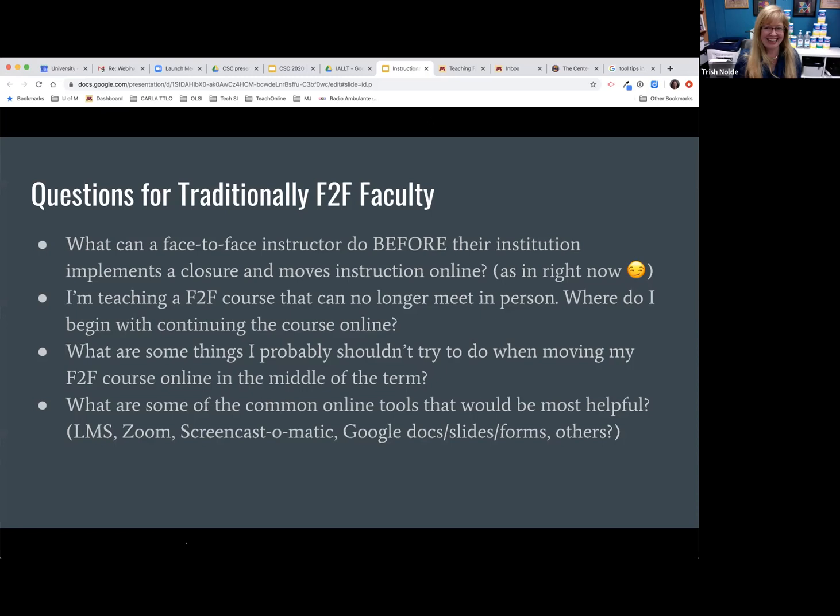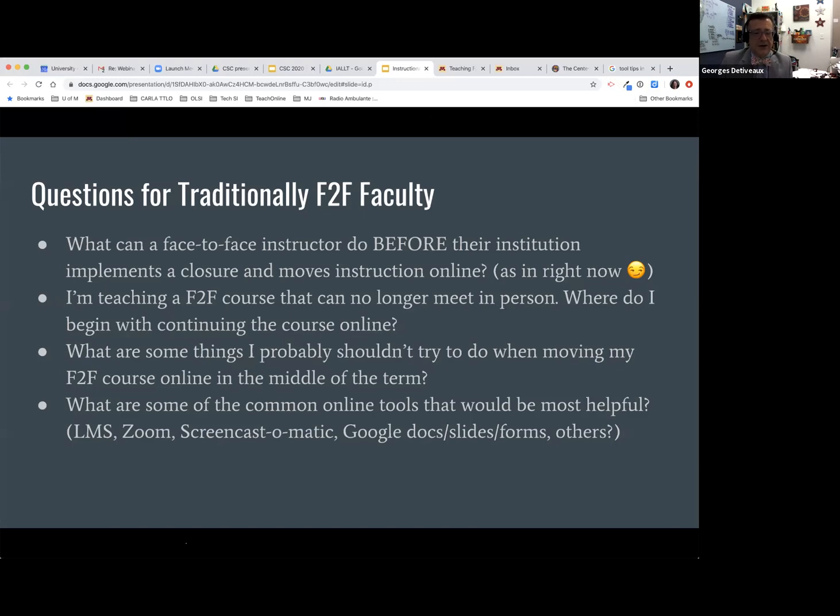So anyway, things you shouldn't try to do when moving your face-to-face course online in the middle of the term. Don't try to dump everything you're doing in your face-to-face course into the online environment. That's going to be overkill, and it's going to kill you. So it's just not going to work. You got to find those ways to streamline and pare down the course, right? Again, go back to your course outcomes and objectives. You might have to entertain new ways to address those objectives. That's probably what's going to happen.